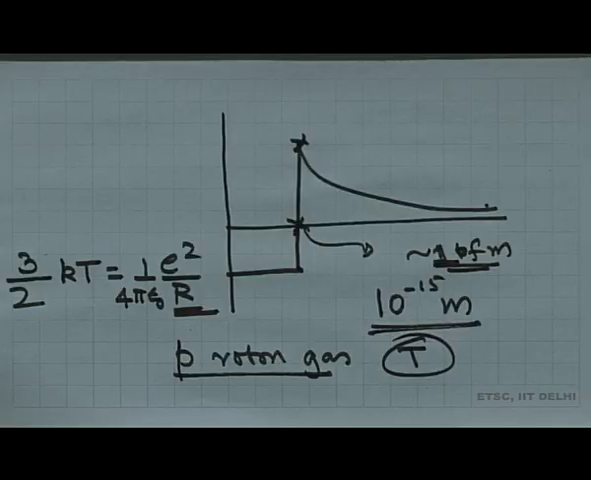I ask you to plug in the numbers and find out what it should be. Even better, what I would ask you to find out is, if you are given a gas of protons, proton gas, what is proton gas? Ionized hydrogen atom, is that right? If I am giving you that, at a certain temperature T, you can ask the temperature at which the kinetic energy will be able to bring them to such a close distance. So we want to write 3 by 2 kT is e squared over R, 1 over 4 pi epsilon naught, and this R is 10 to the power of minus 15 meters.